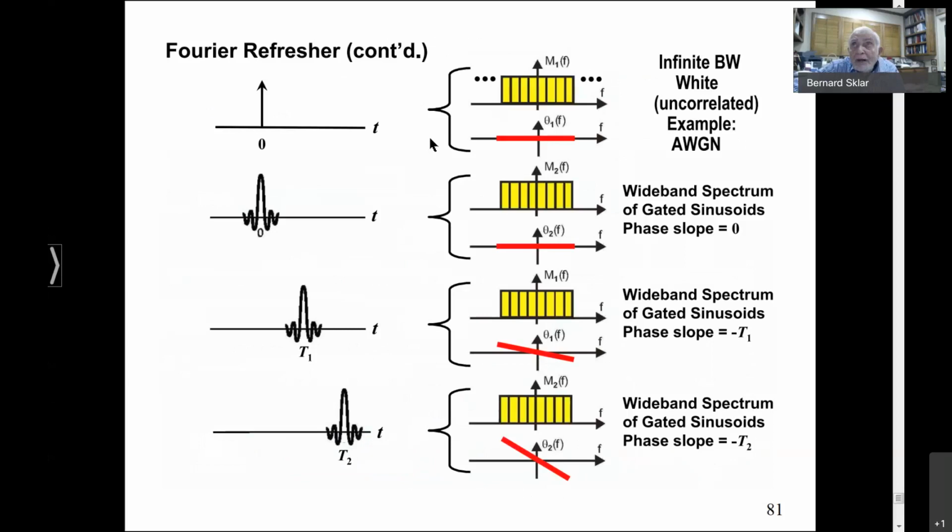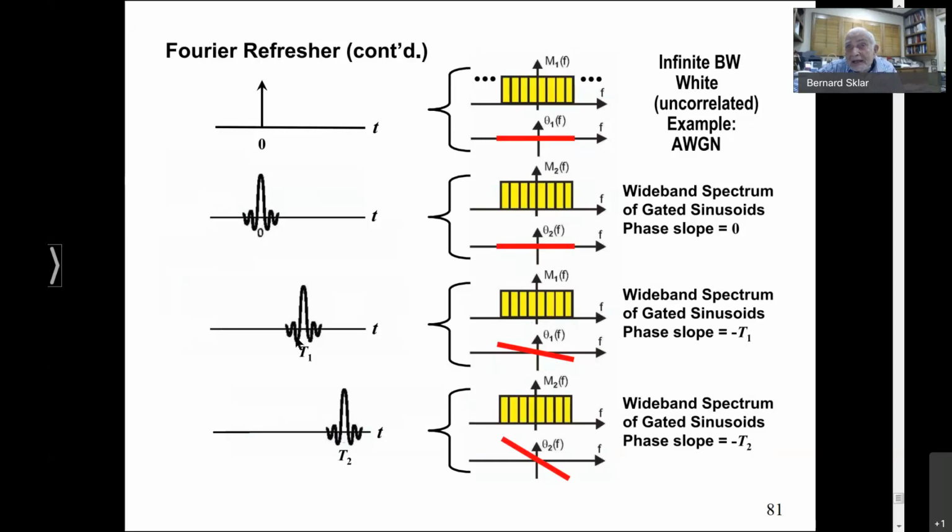So now what happens when you take a look at that infinite bandwidth, like white noise, and zero phase? You get an impulse. Now, it's gated wideband: a magnitude with an envelope over it like this. It's gated with a particular phase, call it zero phase. I get a sync function instead of an impulse because of that envelope shape. Well, what happens if this phase is not zero now, but negative T1? Then I get a delay in this sync function, a time delay.